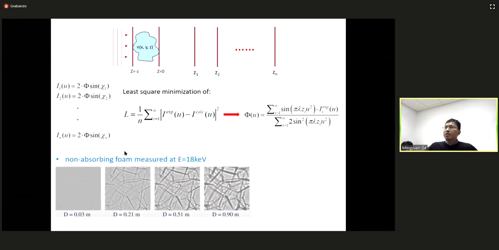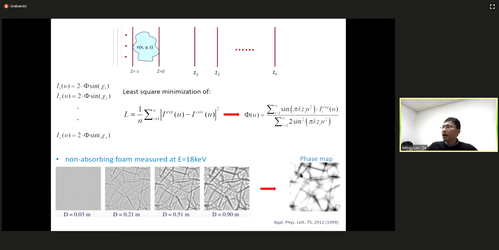So that's the experiment. We take an image at 0.03 meter away, and 0.21, 0.51, 0.9. So we can see the image gets more fringes showing up. And by making use of these four distance images, plugging back into this formula, we retrieve the phase of the materials. That's the fibers. So very clear, very high resolution, and very sensitive to very small features.